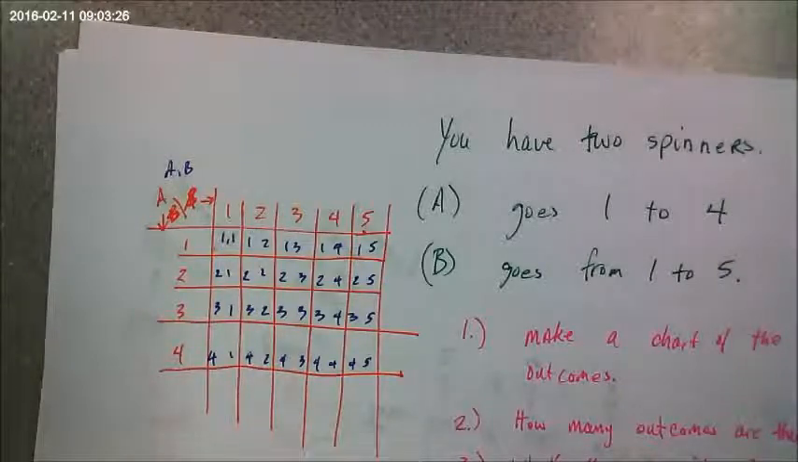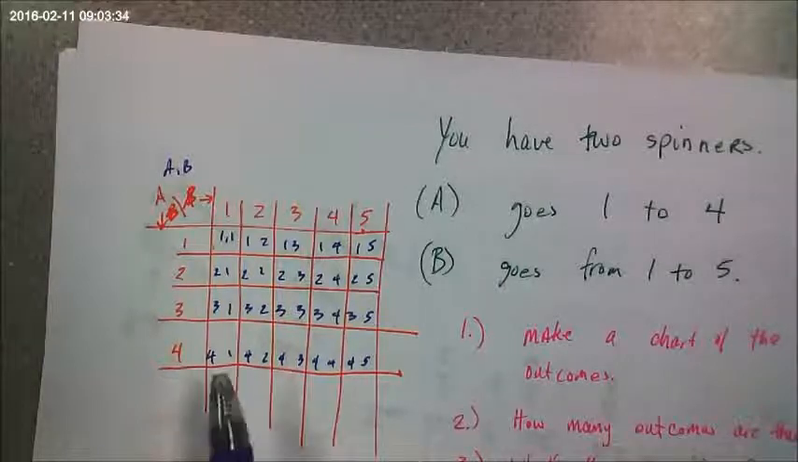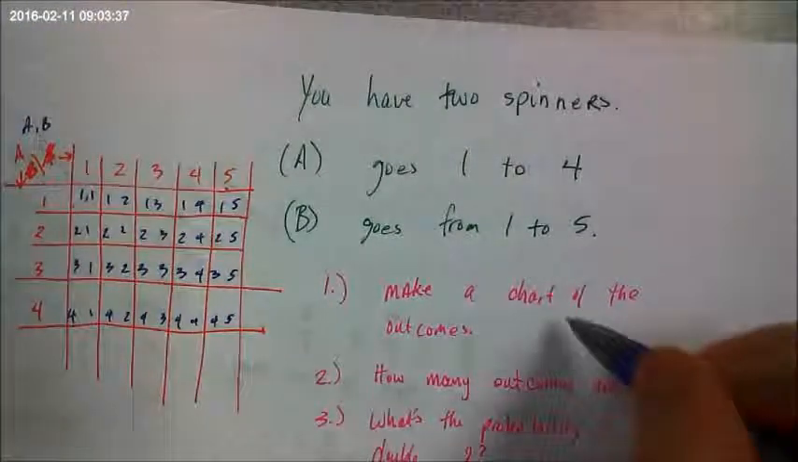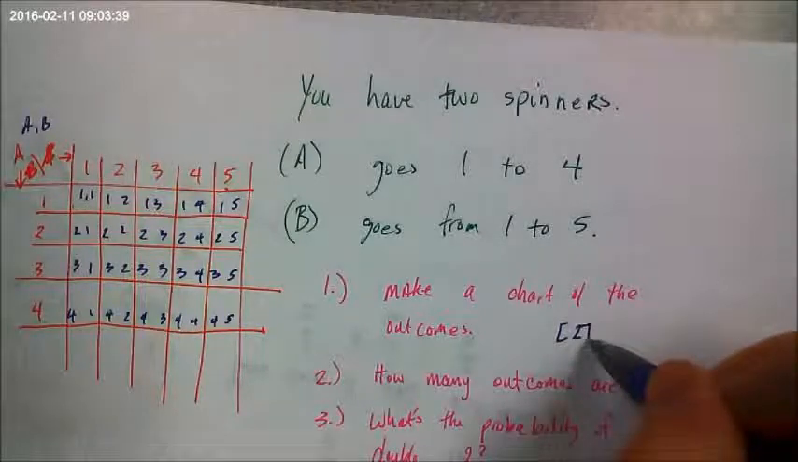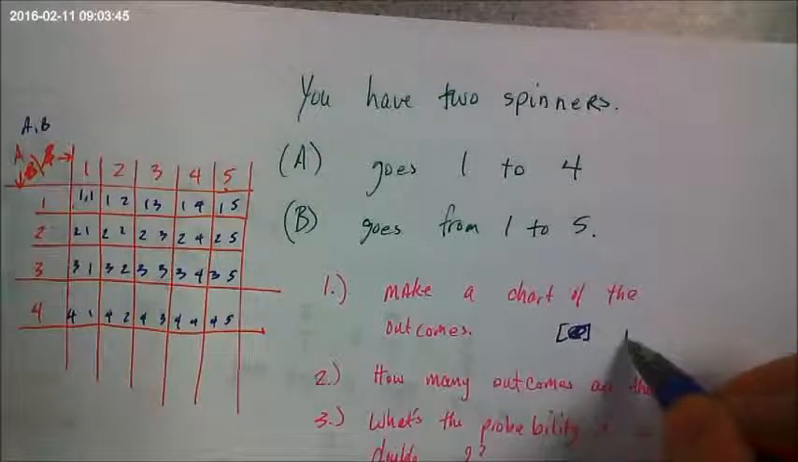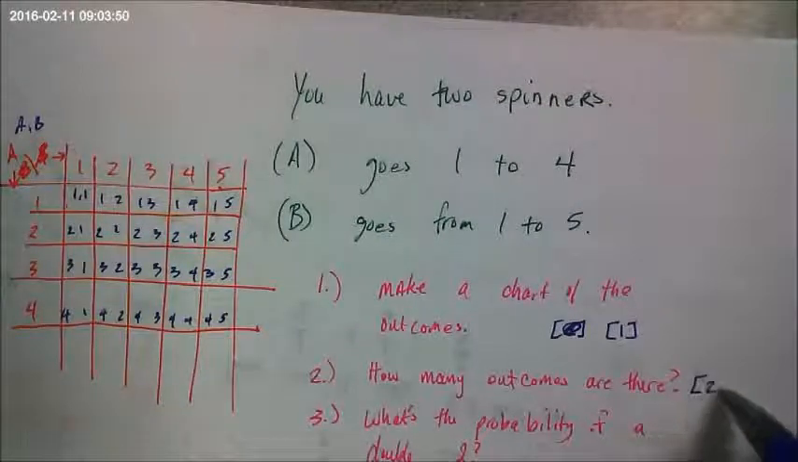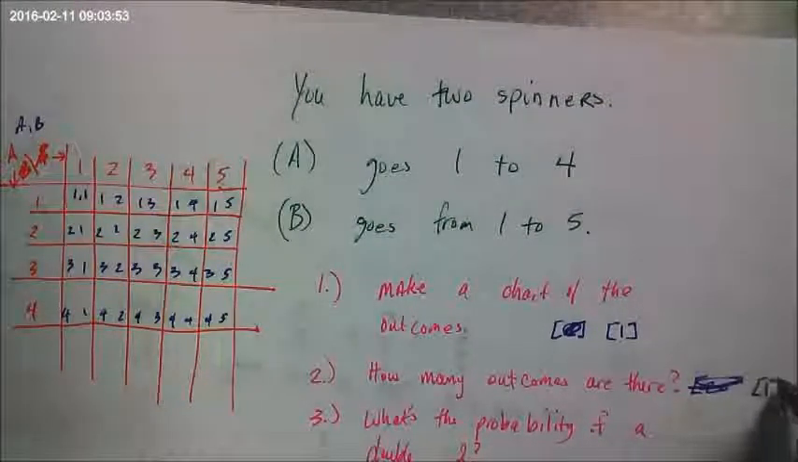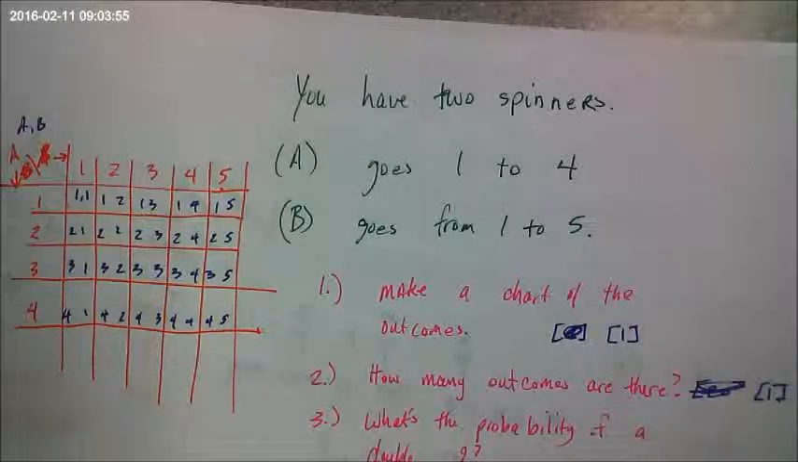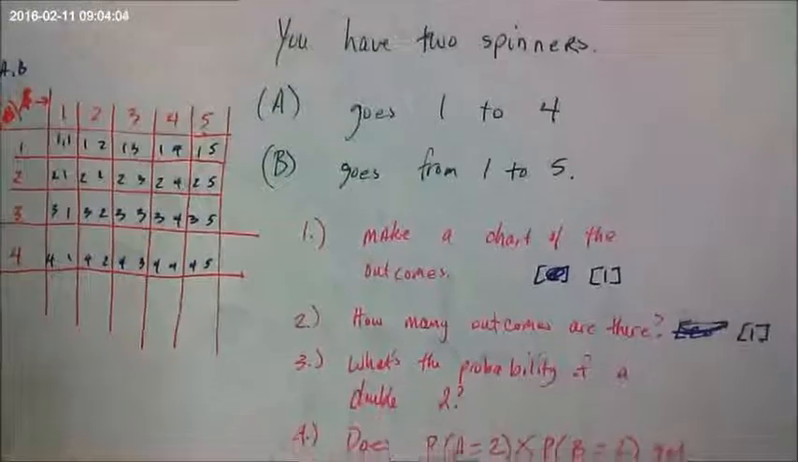Just kind of get an idea how it works. So number 1, we've got that taken care of. Make a chart of the outcomes. If this was a Cambridge test, I think that's worth 2 points, but I don't remember for sure. Might be only 1. It's pretty easy. Let's call it 1. Okay, how many outcomes are there? 20, and it's probably worth 1 point also. Are you good with why there are 20 outcomes that are possible?